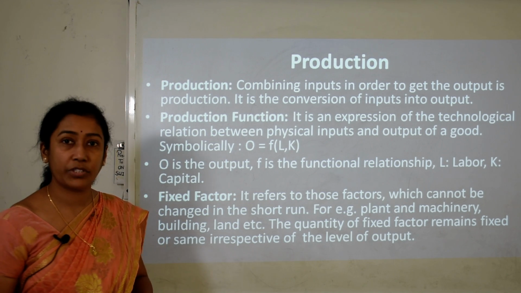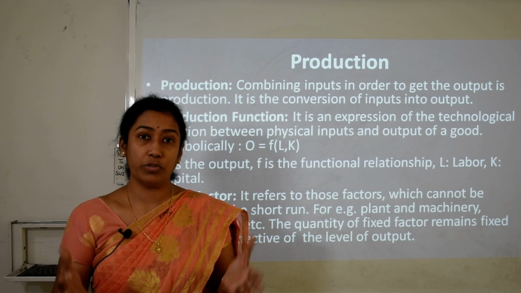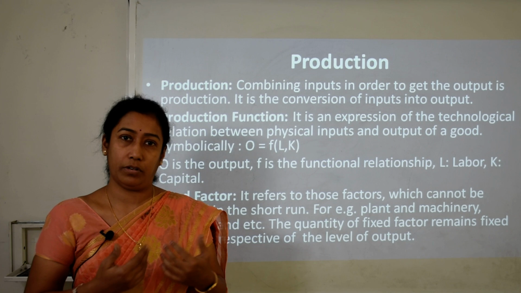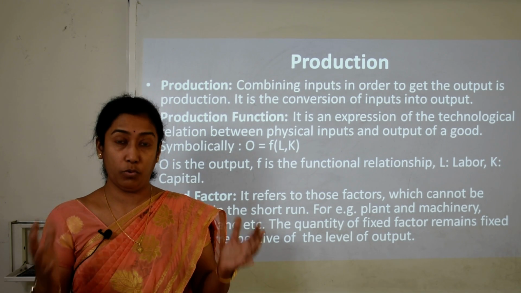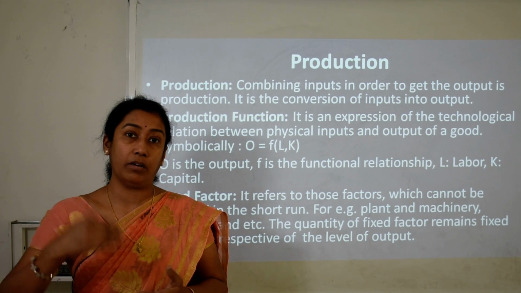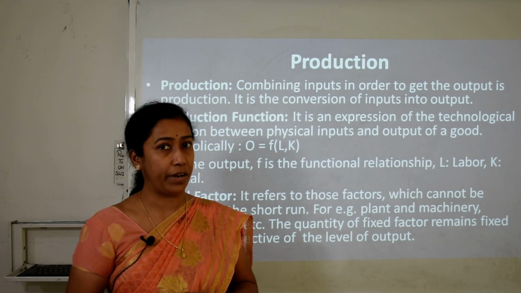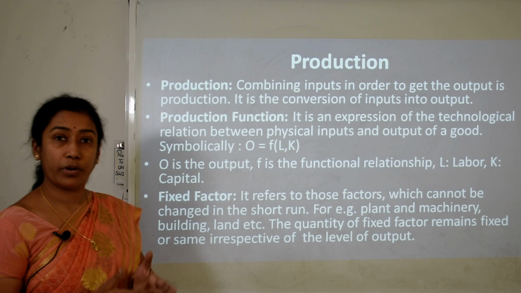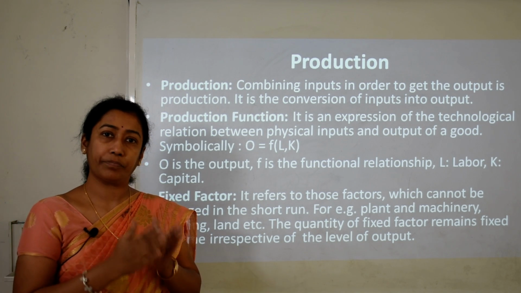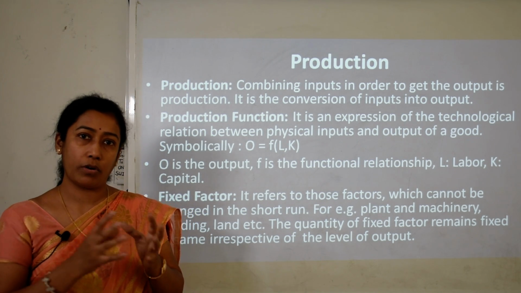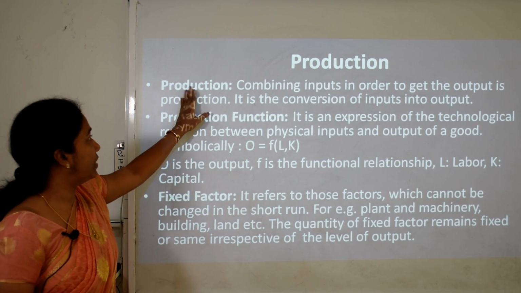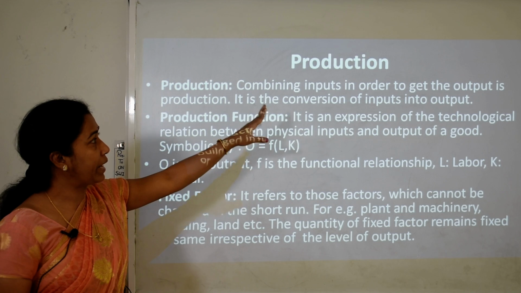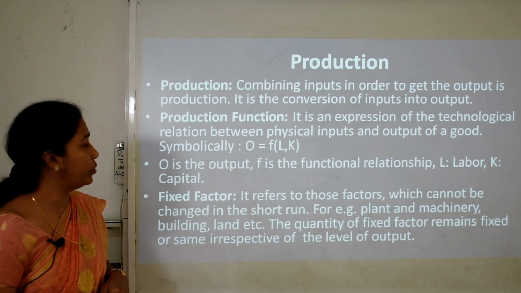When we talk about production, it is something where we are using inputs in the case of raw material, or if we are using human resources who are using this raw material and converting it into finished products or final goods. So when we talk about the production process, it is just converting input to output, or raw material to final goods. Basically, if we define it, it is combining inputs in order to get the output.